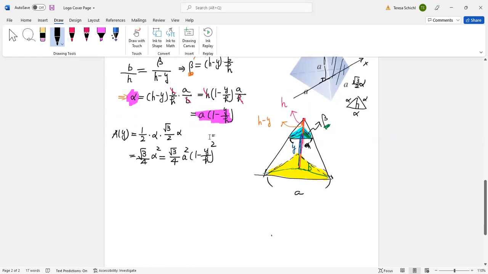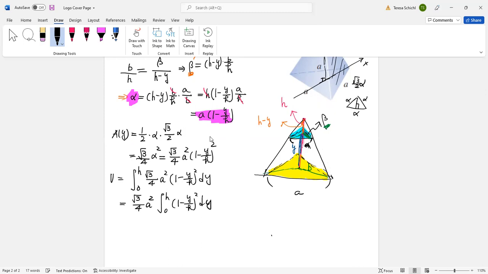Now, by the slicing method, the volume will just be the integral of the areas. So you integrate the area. What is my y value? From 0 to h. So from 0 to h, the square root of 3 over 4 a squared times 1 minus y over h, squared, dy. Now we can move a lot of constants out. So this is the square root of 3 over 4 times a squared, integral from 0 to h of 1 minus y over h, squared, dy.